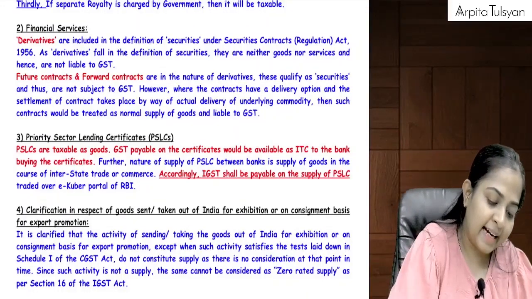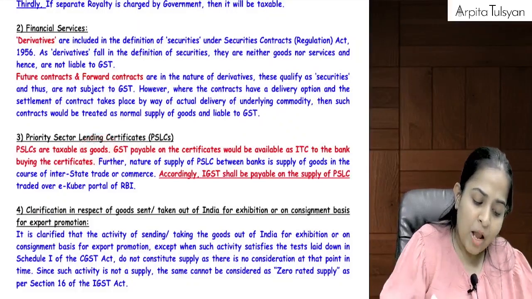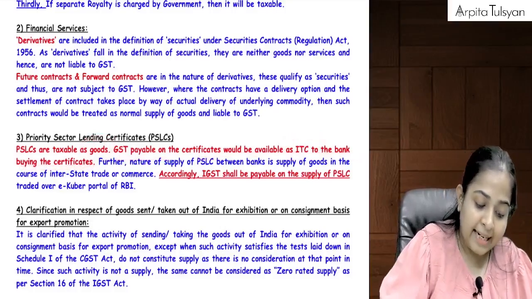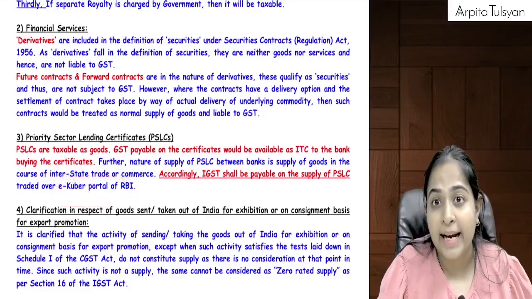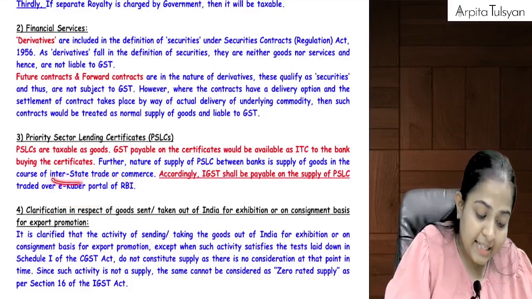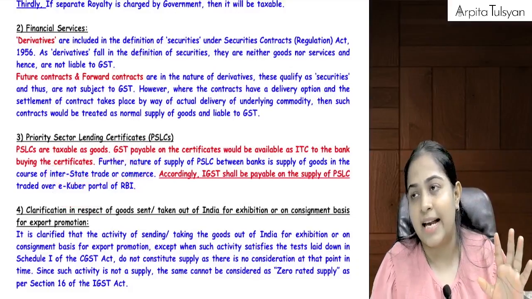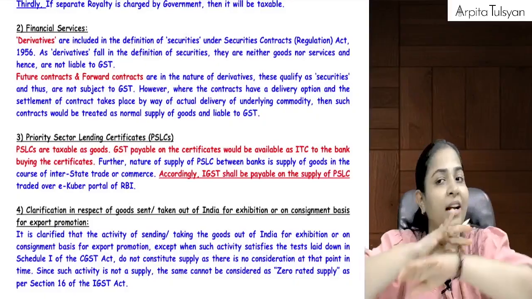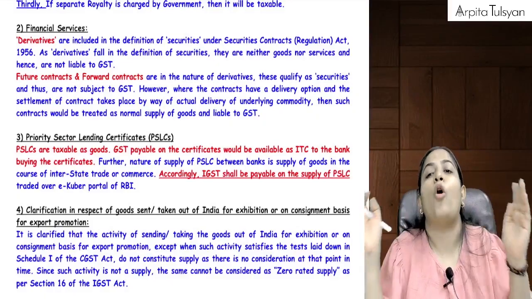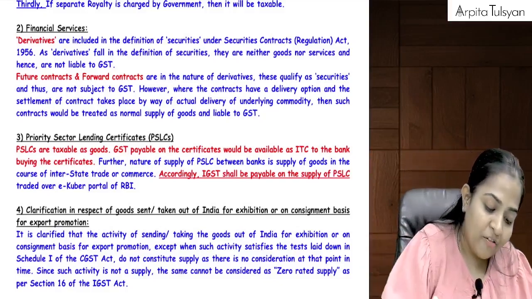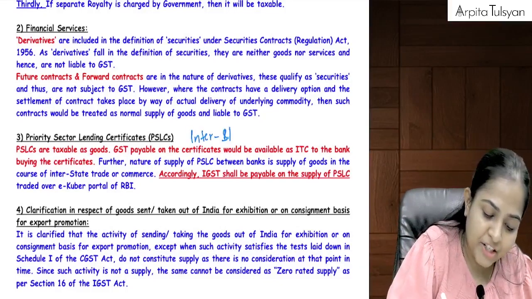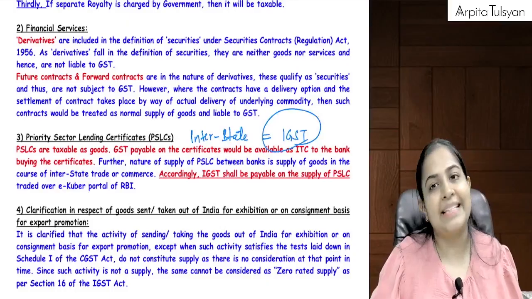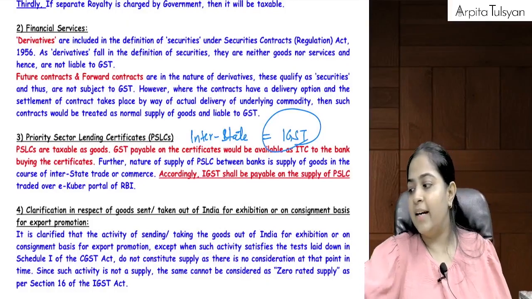So priority sector lending certificates are taxable as goods. GST payable would be available as ITC to the bank who is buying the certificate. And because this is traded only online on the eKuber portal of RBI, this is always considered as an interstate transaction, irrespective of where the banks are located. We don't have to check in which state it is located, whether within the same state or different states, doesn't matter. It is always considered as an interstate transaction, and if it is an interstate transaction, I know you remember that IGST will be applicable in such case. Manageable till here? Done everyone?